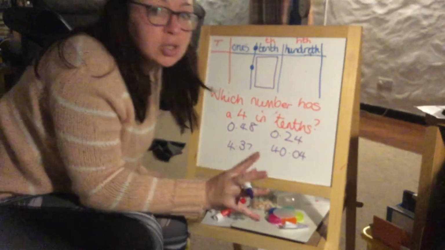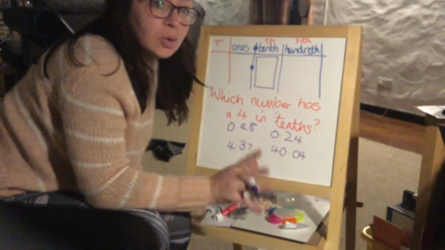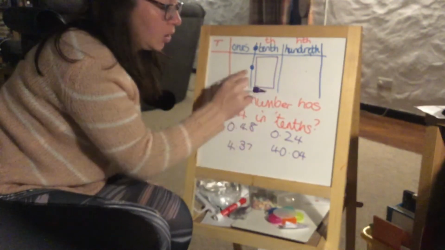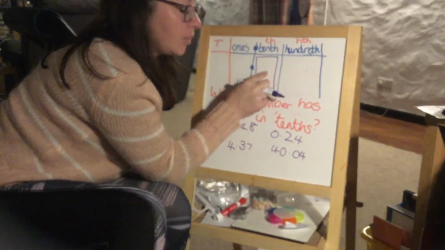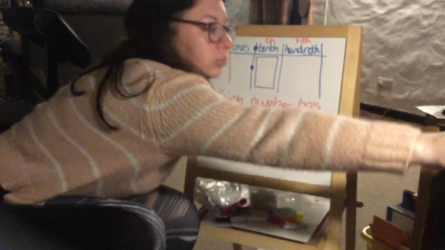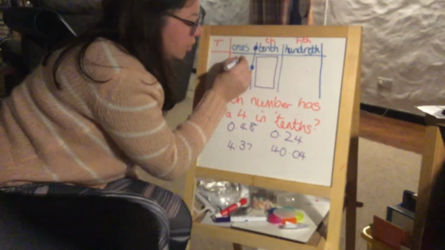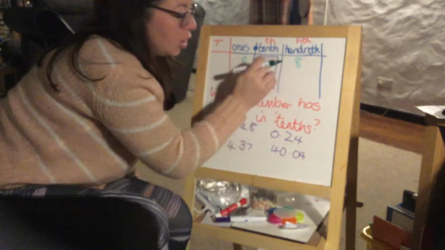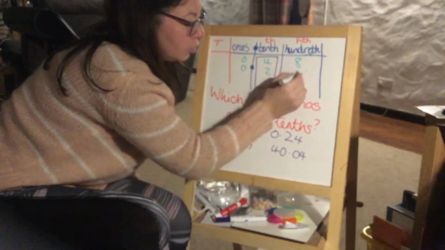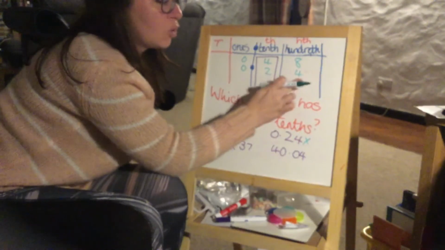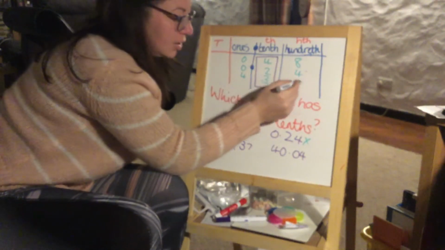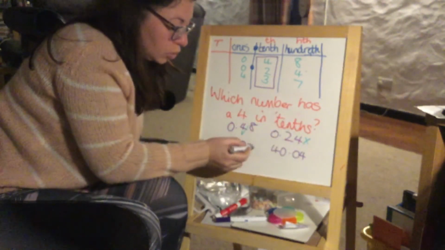And then there are 2 ways you could do this. For getting to know where the numbers go, you could put them all in the place value grid, or you could look at them and see, okay, which one has a 4 in the place next to the decimal point. So we'll put them into our grid first of all. So we have 0.48, we have a 4 in our tenths column there, so we can tick that one. 0.24, no, because our 4 is in the hundredths column. 4.37, no, our 4 is in the ones column.